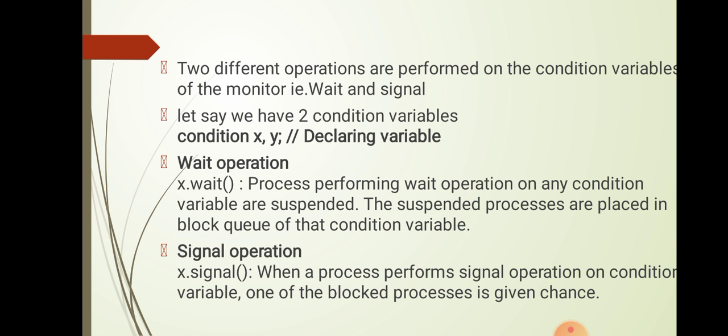So what does wait do here? It suspends or blocks the particular process based on the certain condition variable. And what does signal do? It resumes the blocked process that has been placed in the queue, so that process is run or executed. So this is what a monitor is. Clear? Thank you.